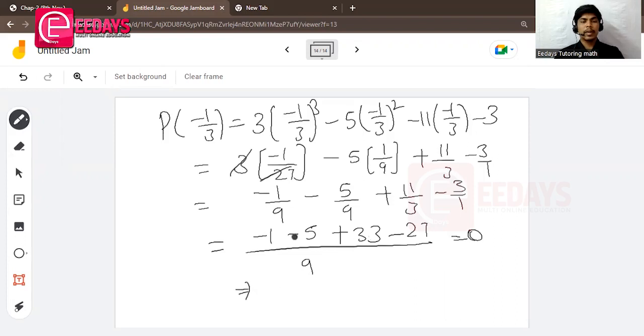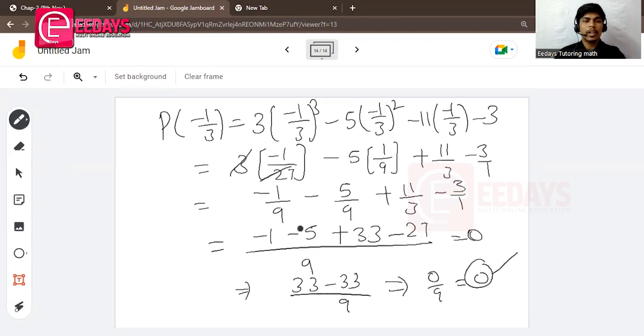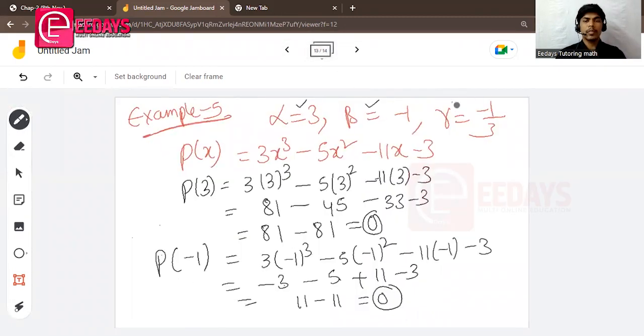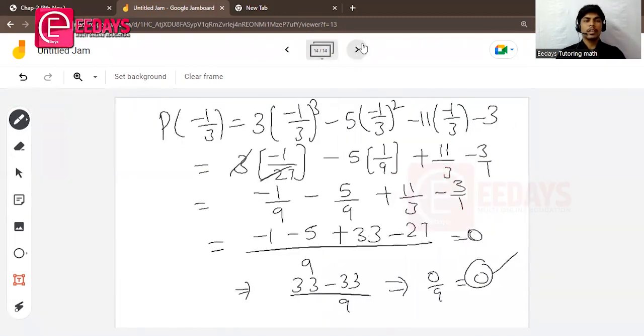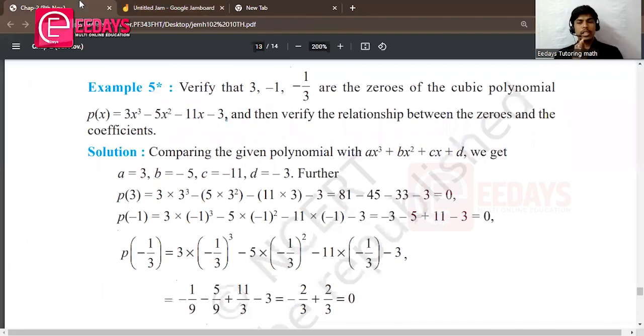Observe carefully. 33 minus 5 minus 1, you'll get minus 6. Minus 6 minus 27, minus 33. 33 minus 33, divided by 9, so you'll get 0 by 9, that is 0. If you get remainder 0, then we can confirm gamma is equal to minus 1 by 3.